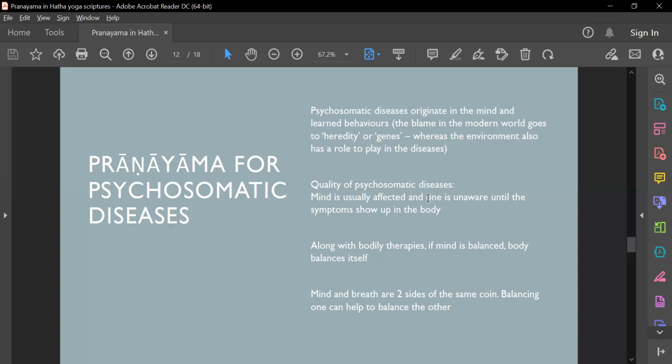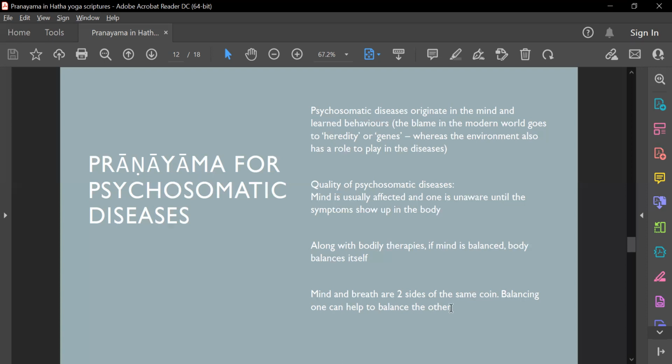When the mind is affected, the person is usually unaware. And when the symptoms show up in the body, then the person becomes aware of what is happening. There is a disease that is showing up in the body. There has to be some correction and balance that is needed. So that's when the therapies are sought, right? But along with the bodily therapies, if we focus on the mind, the body also balances itself and probably balances much faster. And as I mentioned before, mind and breath are two sides of the same coin.